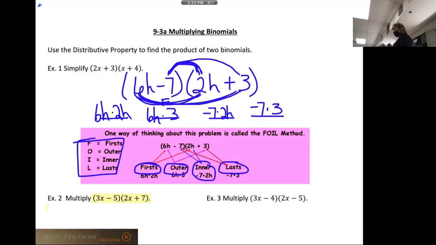Okay, so let's simplify this out. What's 6h times 2h? 12h to the second. 6h times 3. -7 times 2h. And negative.